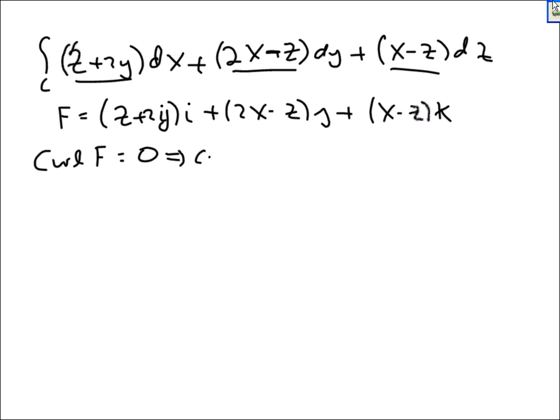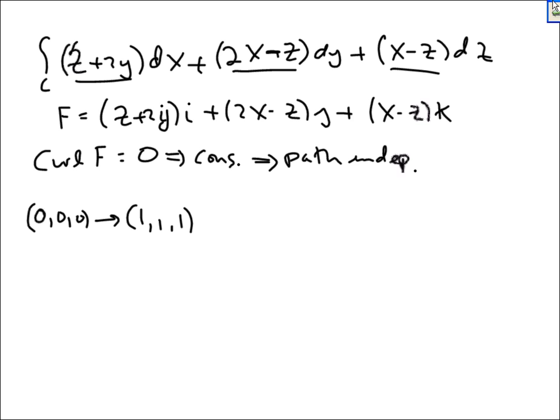That implies conservative. That implies path independent. Doesn't matter what the path is. Okay, it doesn't matter what the path is. Now I'll bother to tell you what the path is. Suppose it's from this point to that point. Suppose that's the path. Well, first we need to find the potential function.